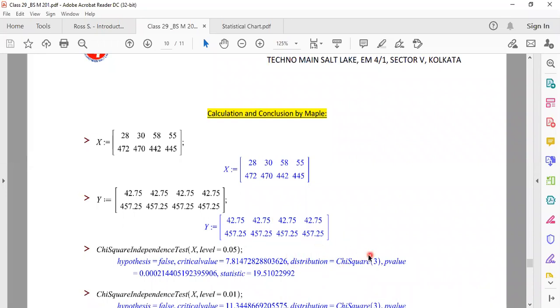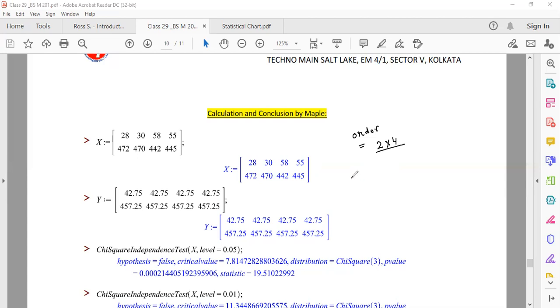The distribution is chi-square that I have used. So this information is given. And what else is given? A number is given. This number is 3. How is it 3? My order of the contingency table is 2 by 4. This is the order of the contingency table, the order of the matrix.